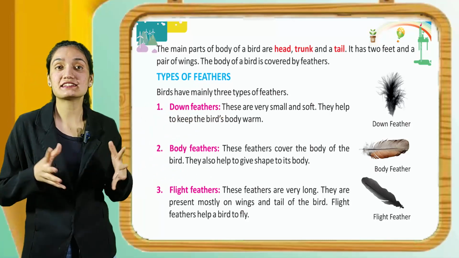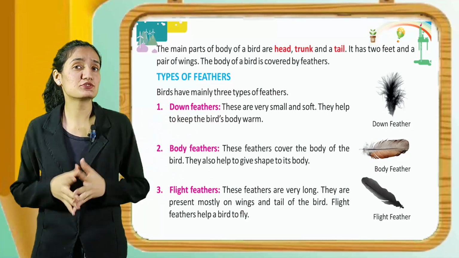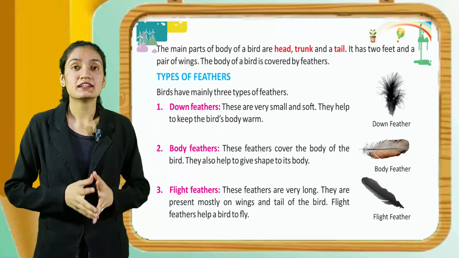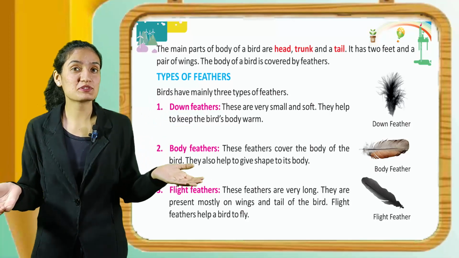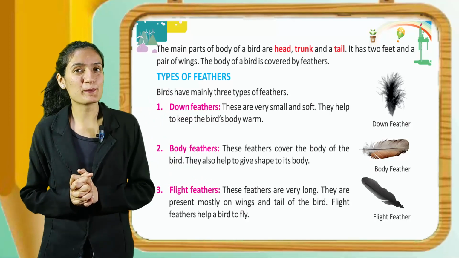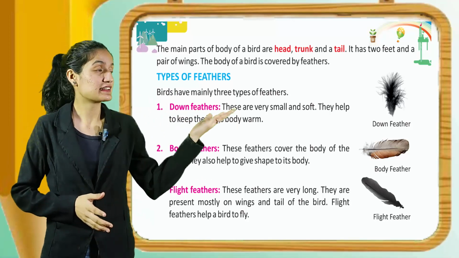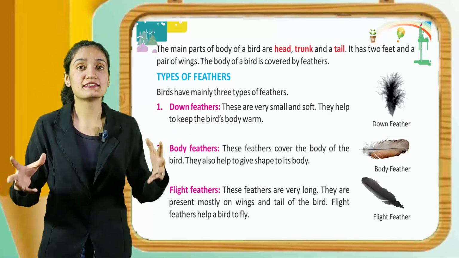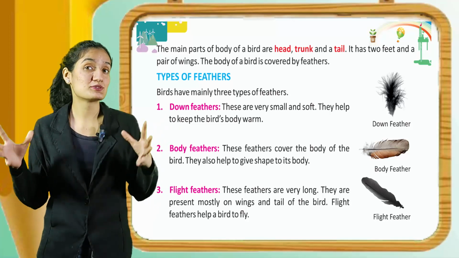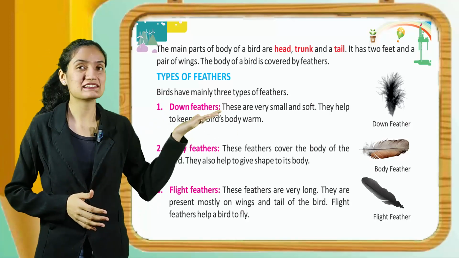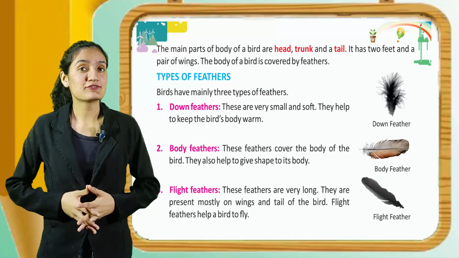Now, let's see the types of feathers. Birds have mainly 3 types of feathers. First, down feathers. These are very small and soft. They help to keep the bird's body warm. See, down feather. Next, body feathers. These feathers cover the body of the bird. They also help to give shape to its body. Body feathers. Third, flight feathers.